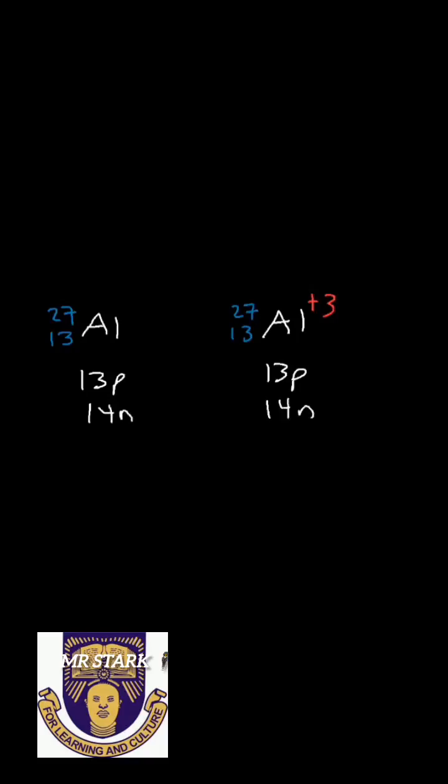Now what about the electrons? The number of electrons is the atomic number minus the charge. So this is going to be 13 minus 0. Therefore, an aluminum atom has 13 electrons. An aluminum ion is going to be 13 minus 3, which is 10. So the aluminum +3 cation contains 10 electrons. Positively charged ions are known as cations. Negatively charged ions are known as anions.